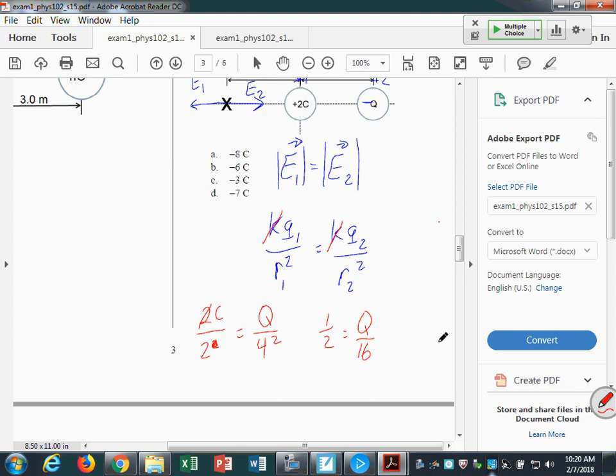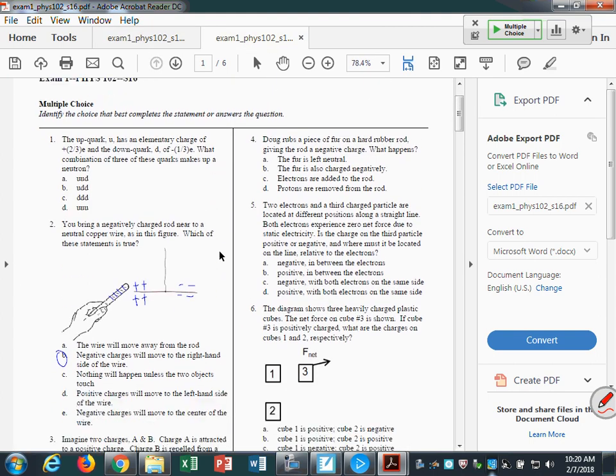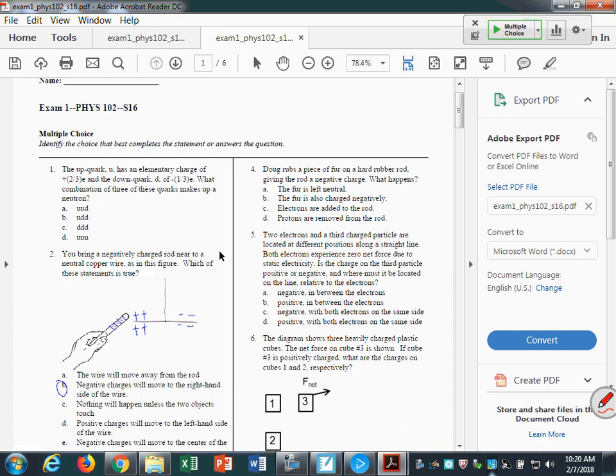All right, Marissa? What number on screen in 2016? C is the answer.